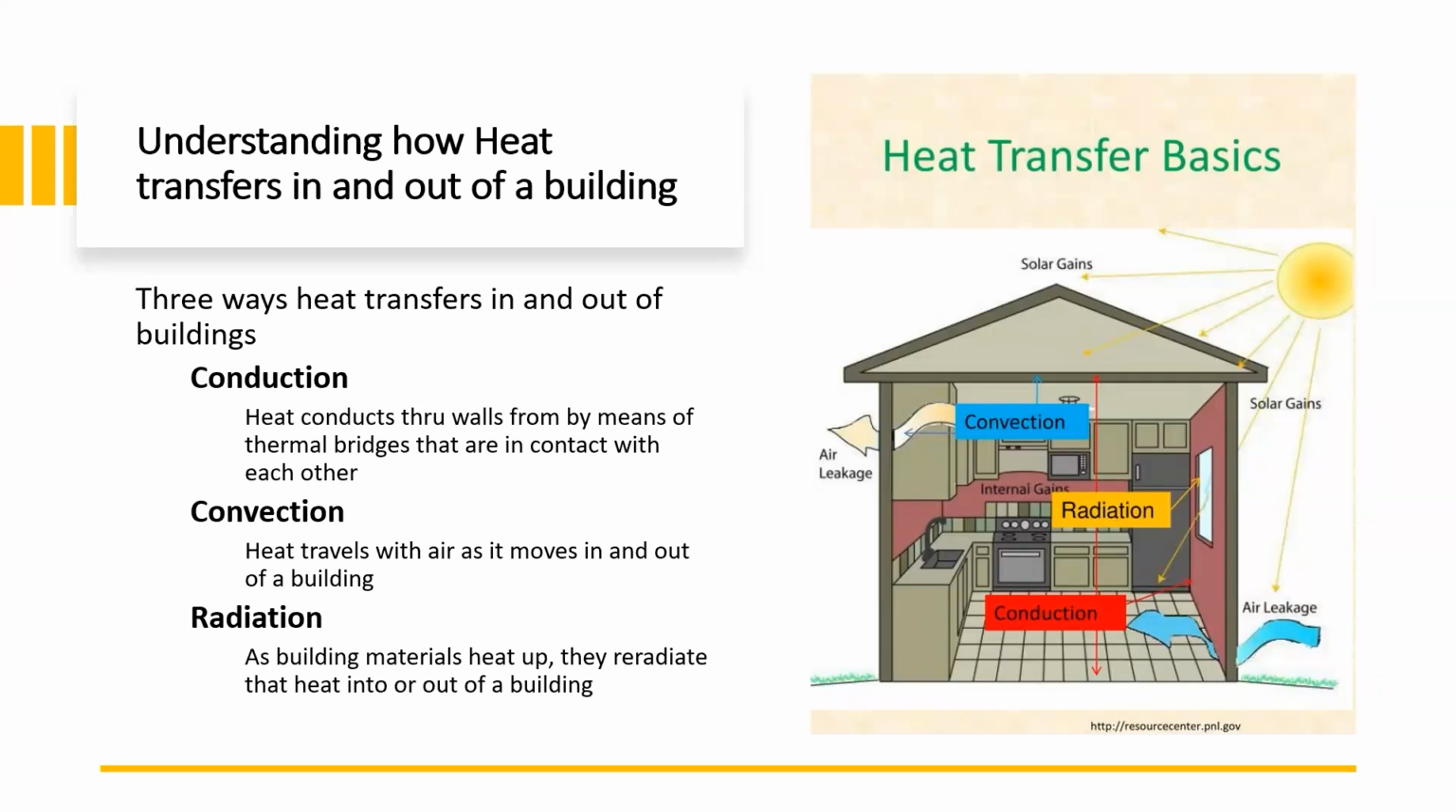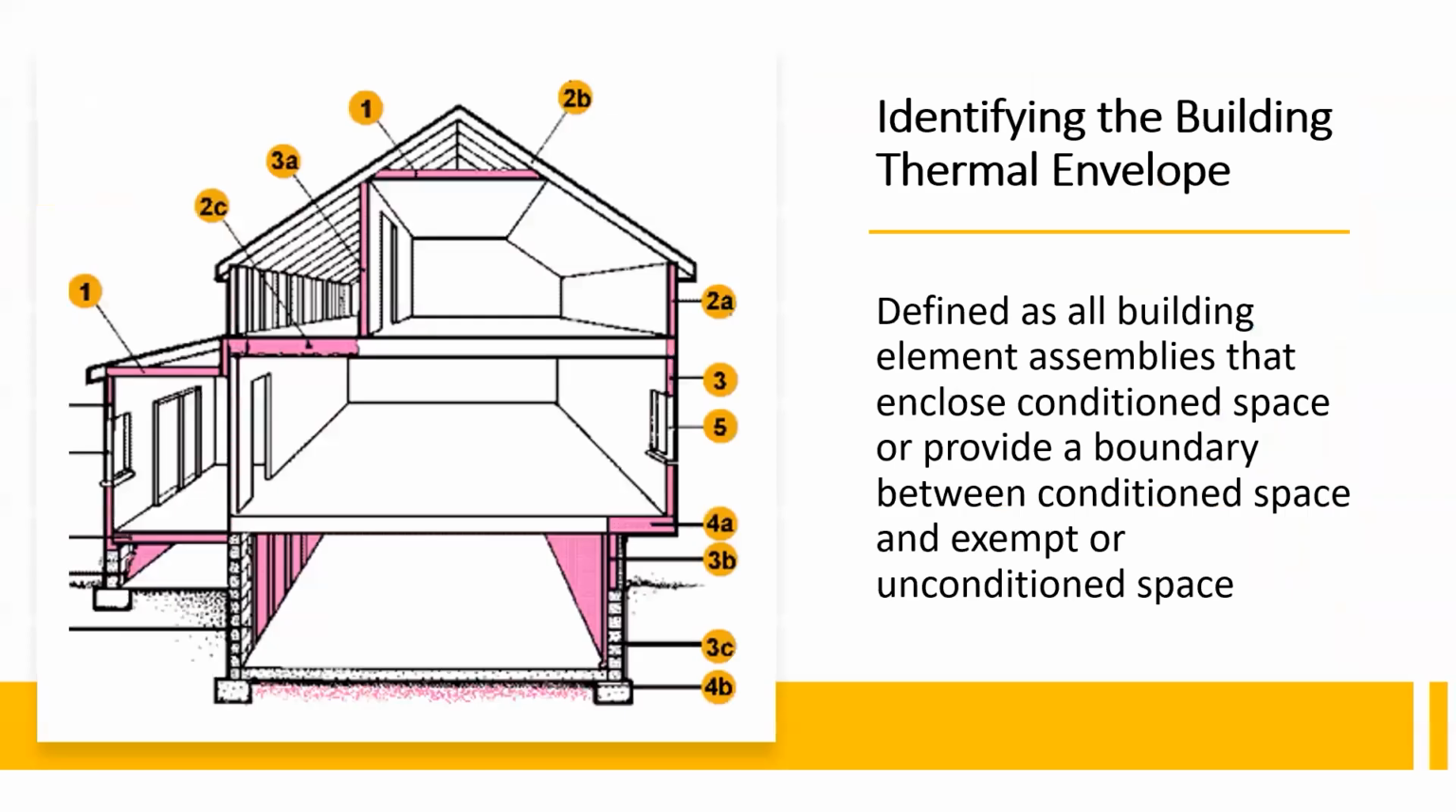It can also re-radiate that heat through convection. So insulation is there to slow down all three of those. That's how it makes its way into the building. When an inspector goes in and starts to inspect how well the insulation was done, the first thing out of the gate they need to do is identify the building thermal envelope.